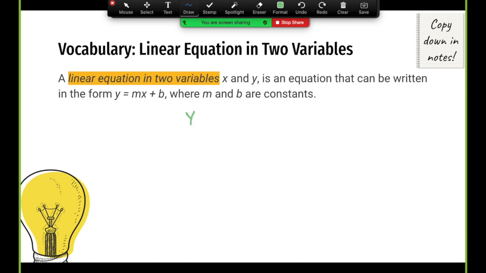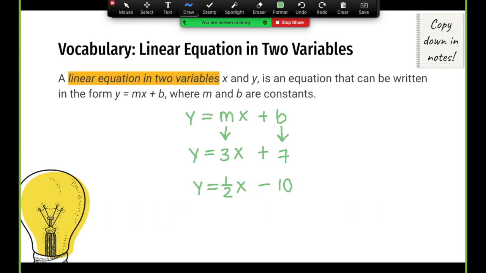When I say constants, I mean any type of number. So for example, we have y equals mx plus b. We change our m and our b to a number, such as maybe 3 and 7. And so I'm left with y equaling 3x plus 7. I could also have fractions, such as 1 over 2 x minus 10. These are both linear equations. The only thing that needs to stay the same are my x and y. So in each case, the x and y continuously stay the same. Everything else can change.